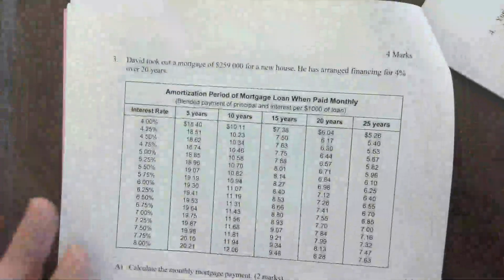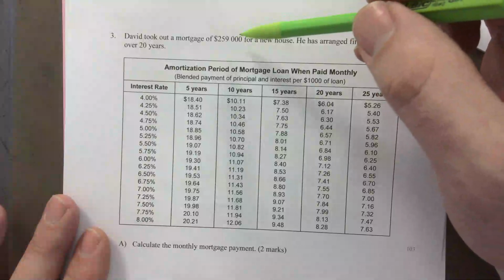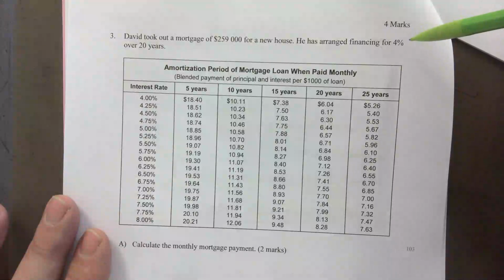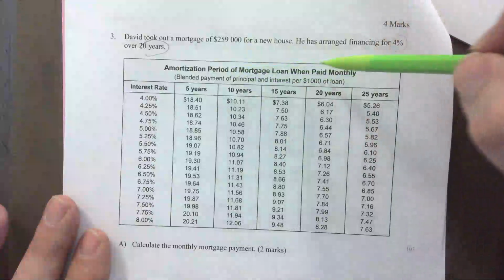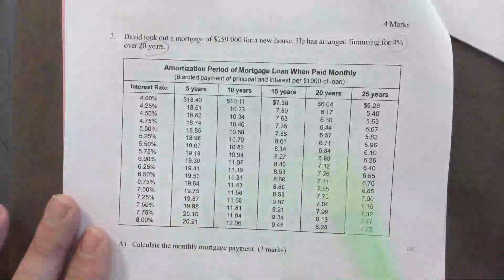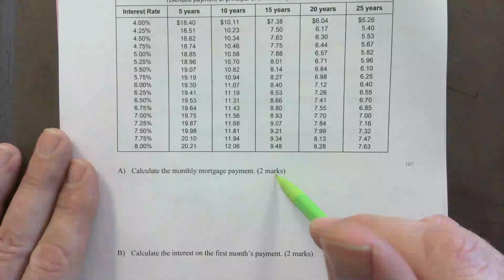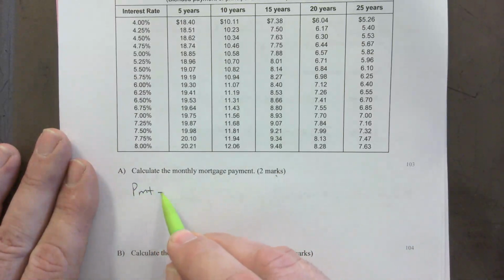So we're still on home finance. Okay. So David took out a mortgage for $259,000 for a new home. He has arranged financing at 4% over 20 years. Here's your amortization period. It shouldn't surprise you. It says calculate the monthly payment. 2 marks. So watch out, it's 2 marks. It's usually more than just, this is the formula for payment.